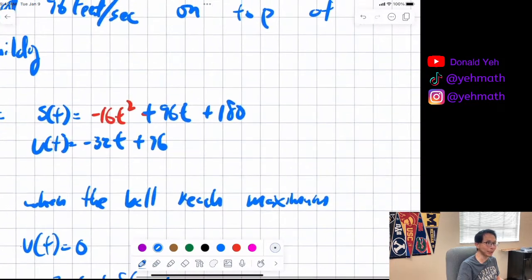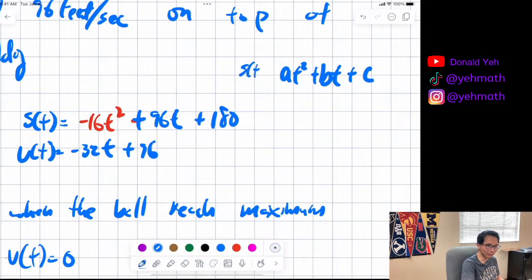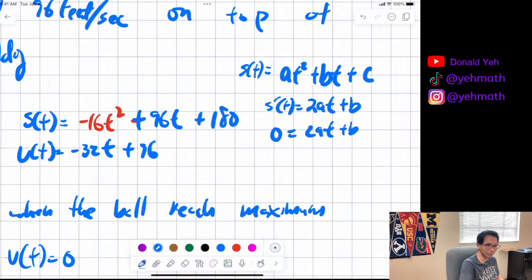Some people say negative b over 2a. Do you guys remember something called negative b over 2a? I'm going to show you where the negative b over 2a comes from. Imagine you have at squared plus bt plus c. That's your s of t. Imagine I take a derivative. That is going to give you 2at plus b. Do you remember that? Now I set it equal to 0. 2at plus b. Move the b to the other side. Negative b equal to 2at. Solve for t. Negative b over 2a.